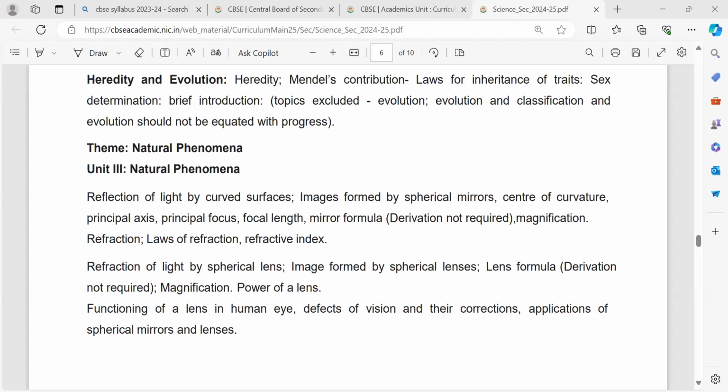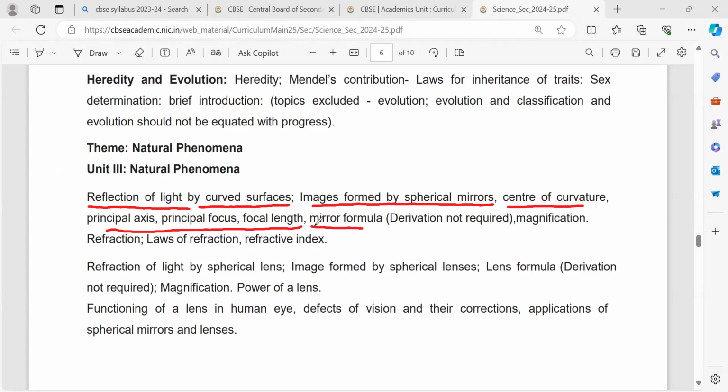Morning. The first chapter of physics is light, reflection, and refraction. As per the syllabus, first we will complete what is reflection of light by curved surfaces, then all the image formations by spherical mirrors, then what is the center of curvature, principal axis, principal focus, focal length.